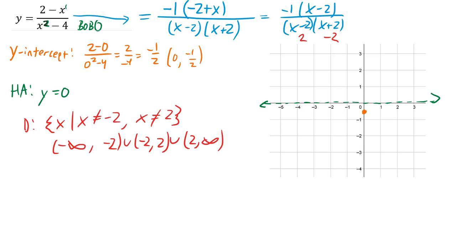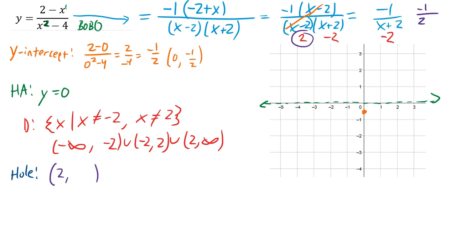When I cancel, what I'm left with is just negative 1 over x plus 2. Since something canceled, I know I'm going to have some holes. The x value of my hole is going to be whatever excluded value got canceled out. 2 and negative 2 were excluded values. After canceling, just negative 2 is an excluded value, so 2 will be the x-coordinate of a hole. The y-coordinate comes from plugging 2 into the simplified equation, the equation after canceling. It looks like I get negative 1/4 as the y value of my hole. (2, negative 1/4) is like here on the graph. I just draw a hole about where it's supposed to be.